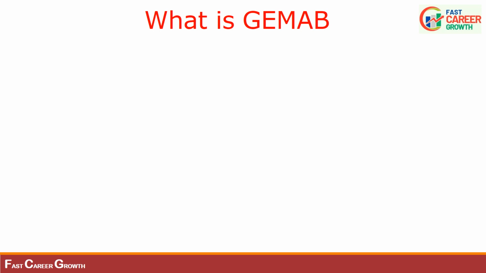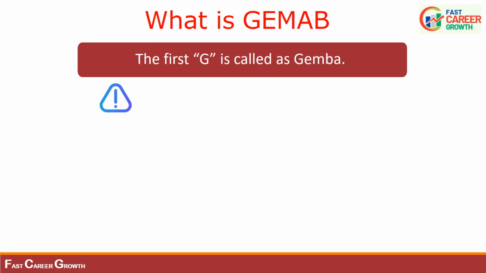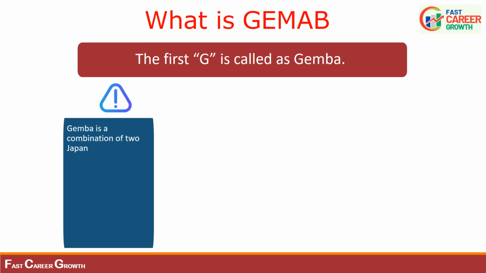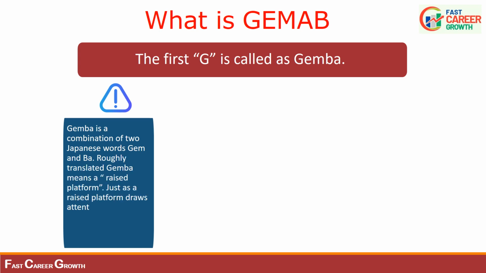Next, what is GEMBA? GEMBA, the first G, is called GEMBA. GEMBA is a combination of two Japanese words, GEM and BA. Roughly translated, GEMBA means a raised platform. Just as a raised platform draws the attention of one and all, the GEMBA should draw the attention of one and all.